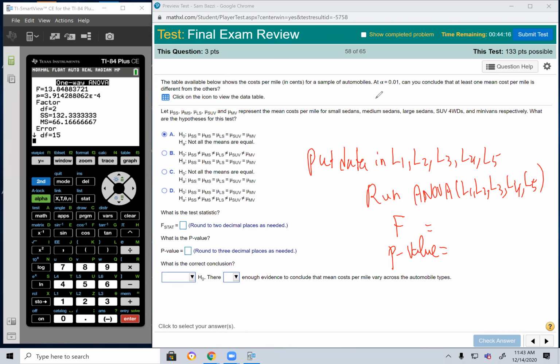Now, what is the claim? Let's see. Can you conclude that at least one mean is different? So the claim, guys, is right here. If the p-value is less than alpha, you will reject H0 and support the claim. If the p-value is more than alpha, you say there is not enough evidence to conclude that all means are equal. All right, so I'm going to skip this.